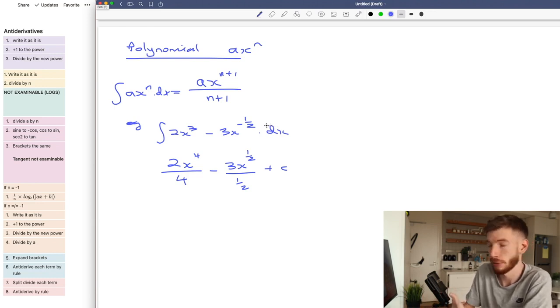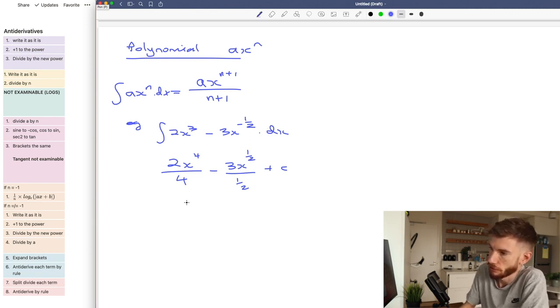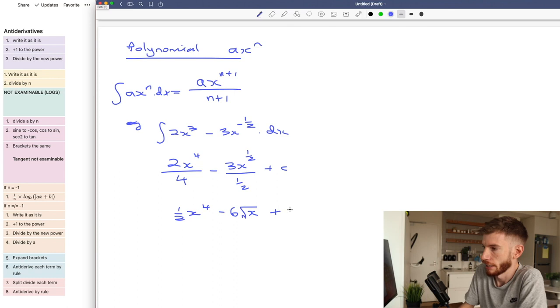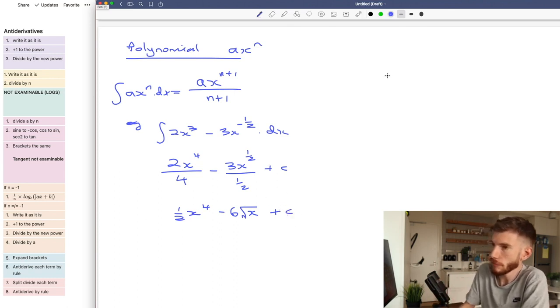So when we're anti-deriving backwards, we don't know what it's coming from. So we just write c. And so then if we clean this up, 2 over 4 is a half, so we can just write half x to the 4. And over here, 3 divided by a half is 3 times 2, so negative 6. And then x to the half is the square root of x if we want to express it like that. And then plus c, and we've applied it to even a more complex polynomial.